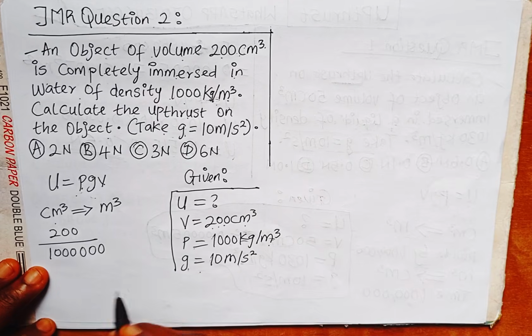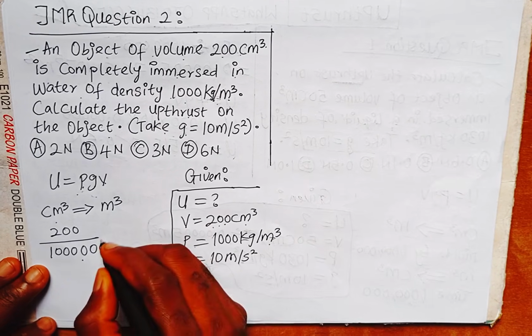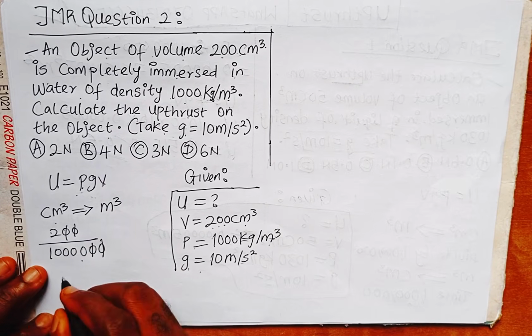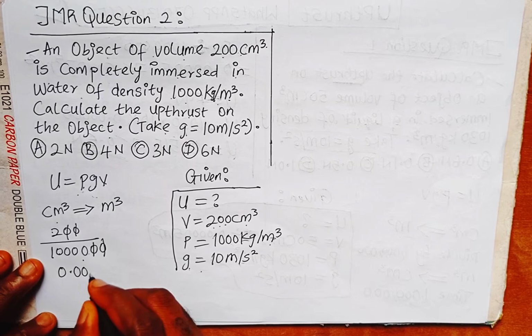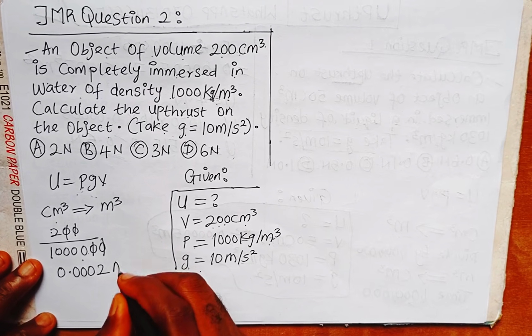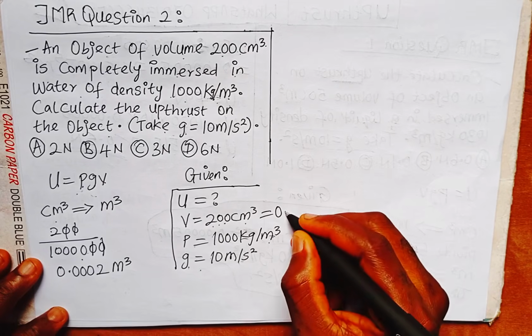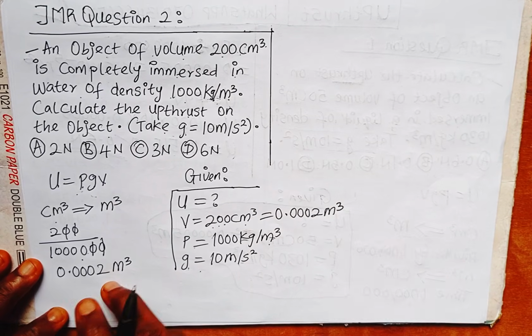When you do this math, the zeros cancel and we are left with 2. 2 divided by 1 is 2. How many zeros are there? 1, 2, 3, 4. So we get 0.0002. We have converted the volume to meter cube, so we put V equal to 0.0002 meter cube.